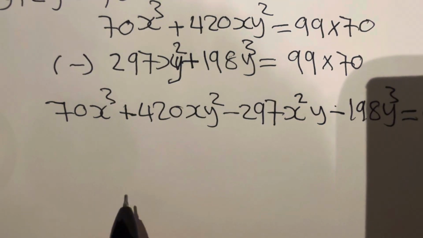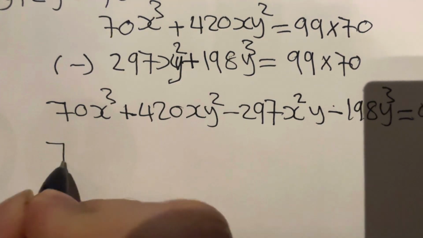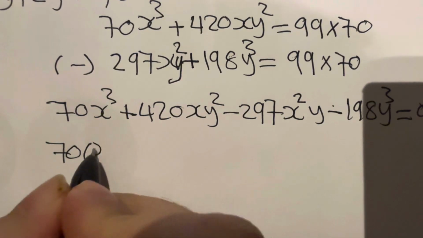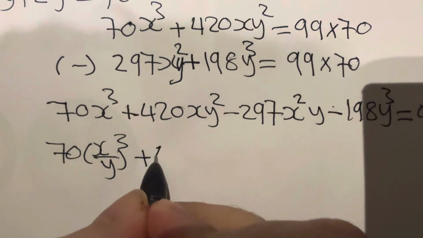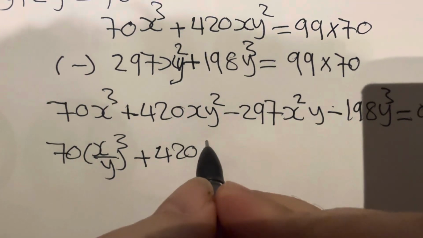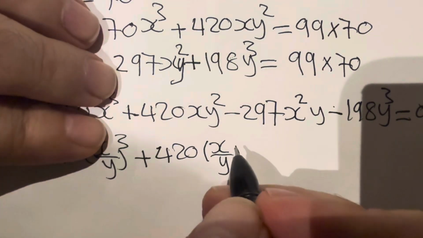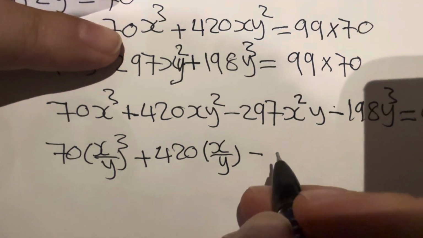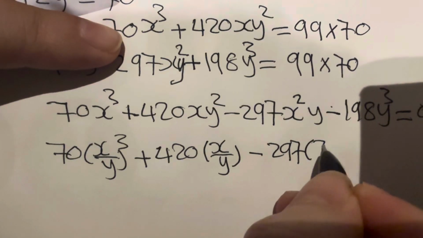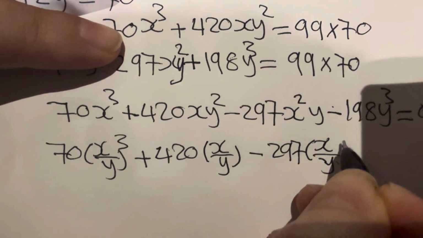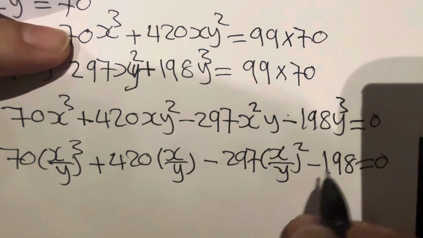Then if we divide the whole equation by y cubed in order to make a nice substitution, we get 70 x over y cubed plus 420 x over y minus 297 x over y squared minus 198 equals 0.